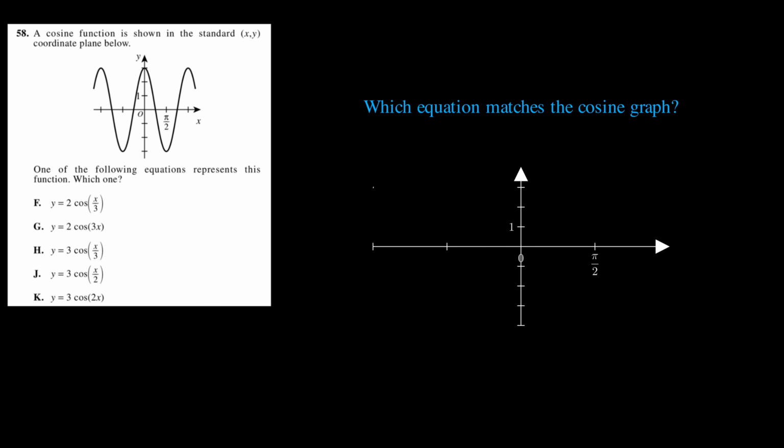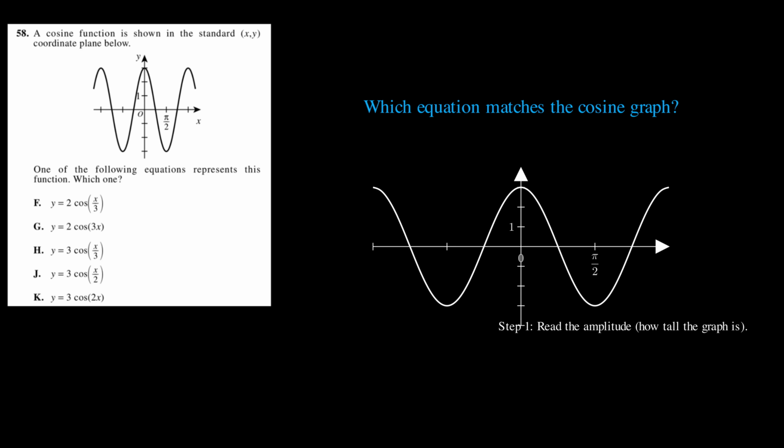First, look at how tall the graph is. The middle line is at y equals 0. The highest point reaches 3. That means the amplitude is 3. Amplitude is just the distance from the middle to the peak. So immediately we eliminate anything with a 2 in front. The equation must start with 3 cosine. Now we only focus on the options that start with 3 cosine.